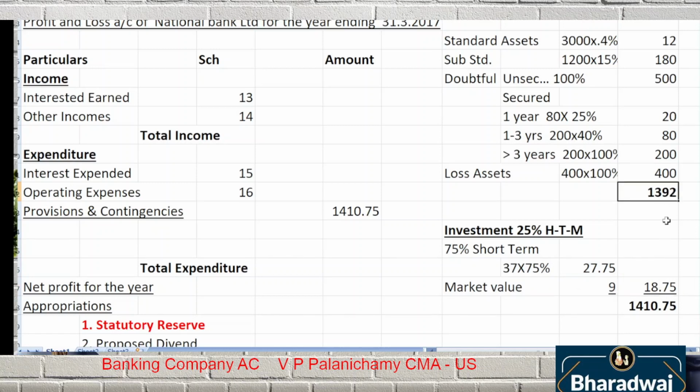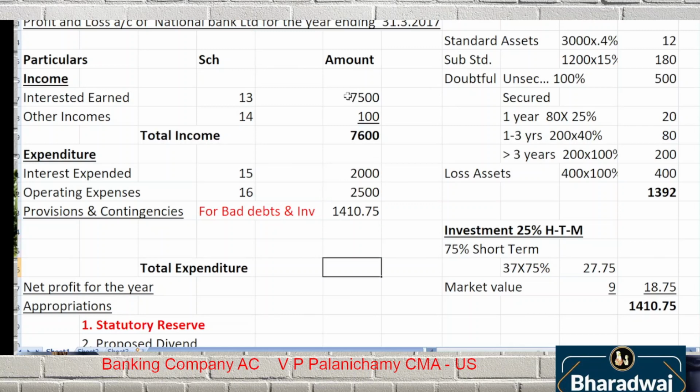That should also be provided along with bad debts. So 1410.75. So this is the provision for bad debts and for investments. So record other things simply. 13, 14, 15, 16 given directly. We can just record it as it is. All the things are directly given. No schedule required.